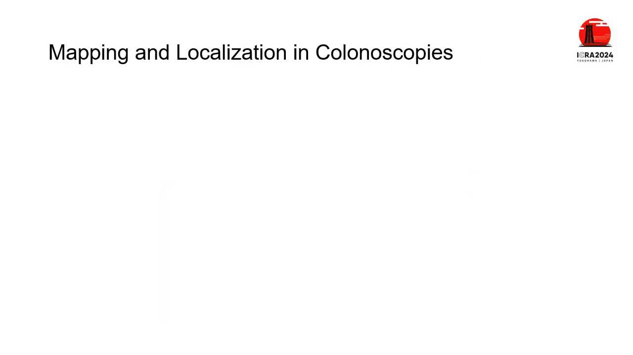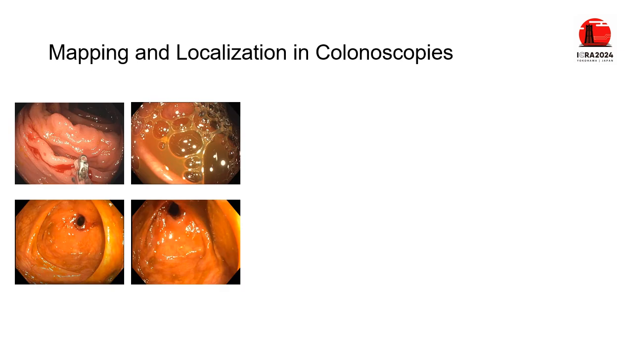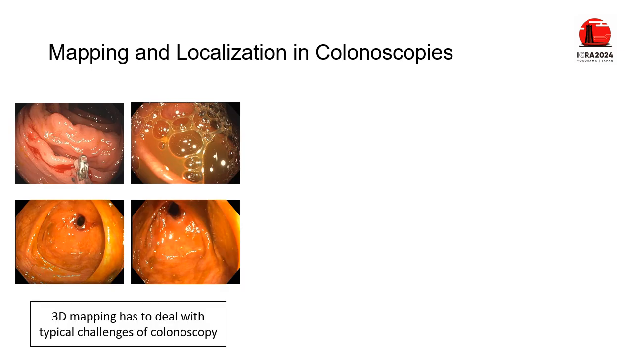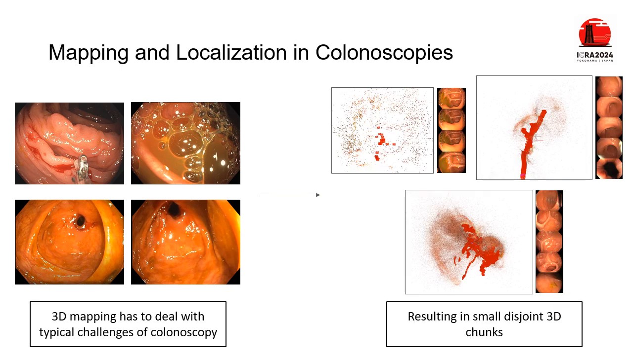colonoscopy. Our goal is to achieve mapping and localization in colonoscopies, a domain characterized by typical challenges such as surgical tools, fluids, illumination changes, and deformations. Several works in the literature have tried to obtain 3D maps of colonoscopy images, which typically results in small disjoint 3D maps. They are unable to obtain a global map that can be used later.